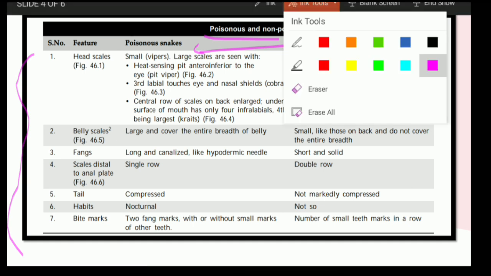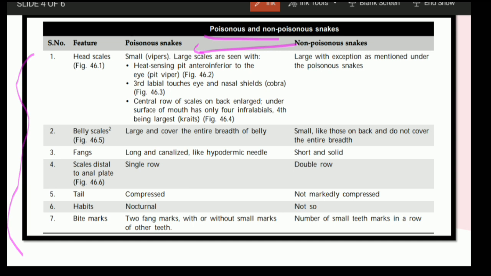First of all, the head scales. The head scales are quite different when we talk about the poisonous snake from that of the non-poisonous snakes. In case of viper, the scales are mostly small, and large scales can be seen in other snakes as well. Like the third labial touches the eye and nasal shield in case of the cobra.